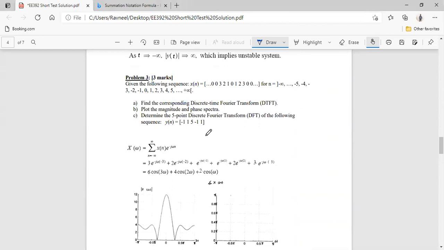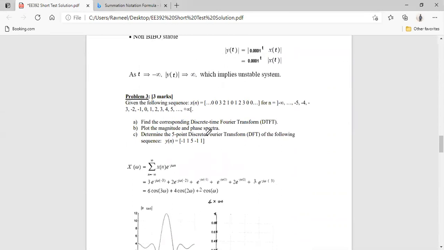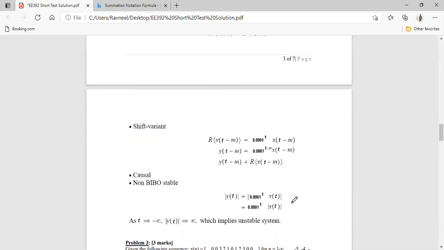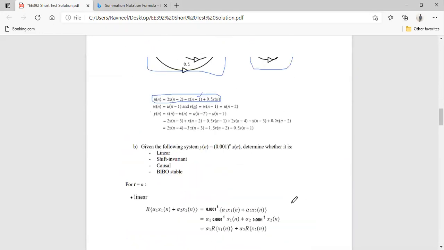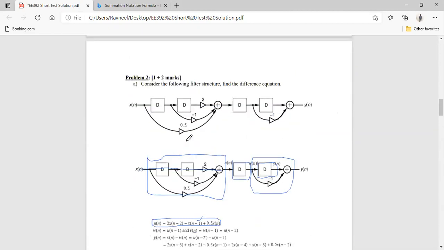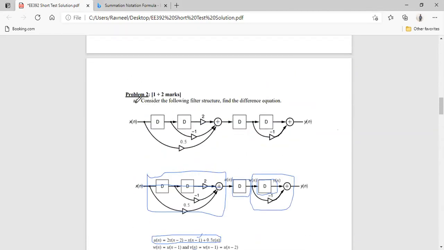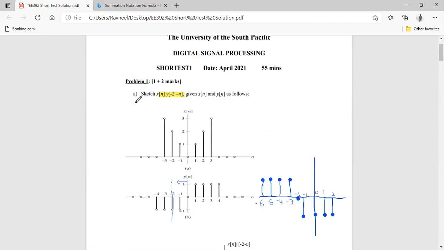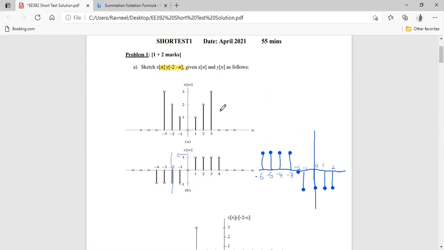Question number 3 was also somewhat easy, at least for parts A and B. Even if you had just written that this phase is equal to 0, you would have got some marks. This part B of question number 2 was also simple. I guess part 2A would have taken you a little bit of time, but the rest you should have been able to do. For questions 1 and 2, at least you should have got it.